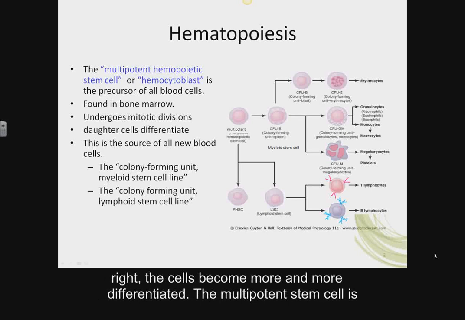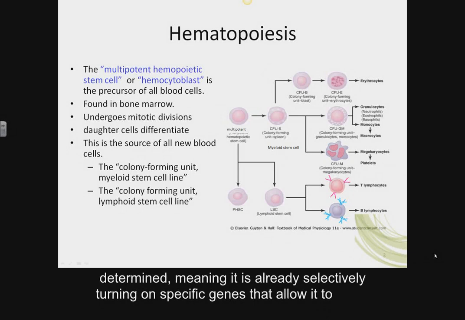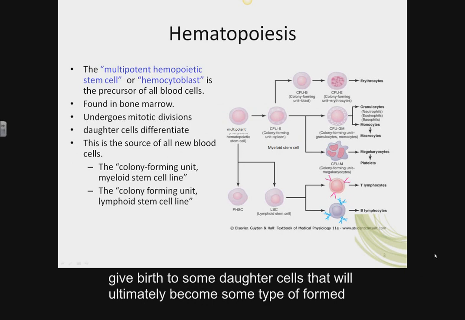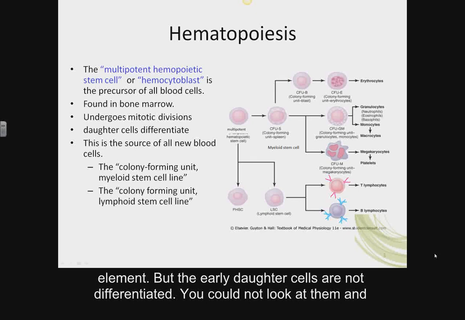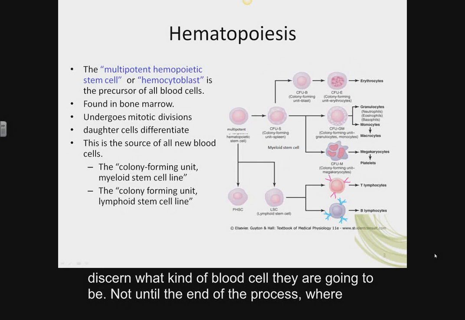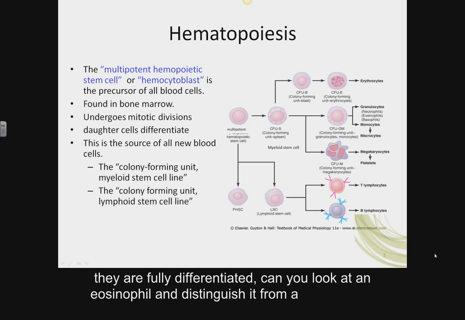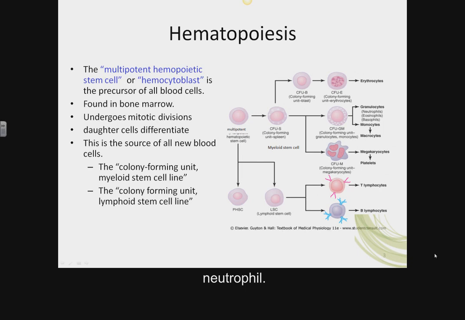As you are looking at this screen, as the lineage progresses from left to right, the cells become more and more differentiated. The multipotent stem cell is determined, meaning it is already selectively turning on specific genes that allow it to give birth to some daughter cells that will ultimately become some type of formed element. But the early daughter cells are not differentiated. You could not look at them and discern what kind of blood cell they are going to be, not until the end of the process, where they are fully differentiated, can you look at an eosinophil and distinguish it from a neutrophil.